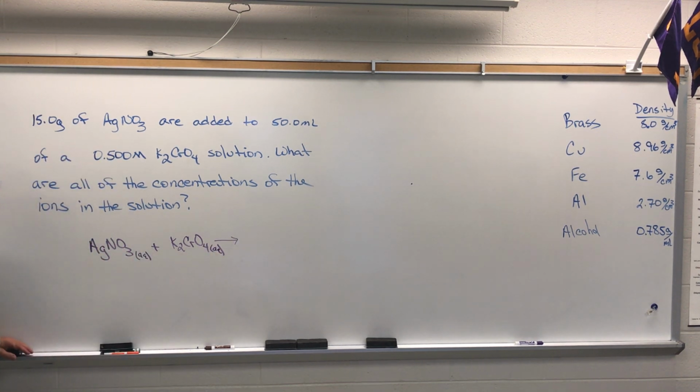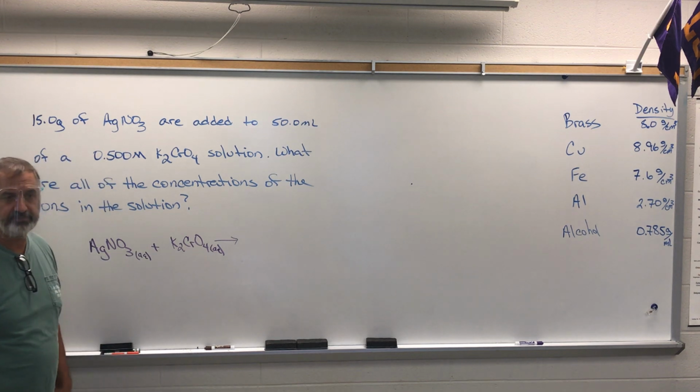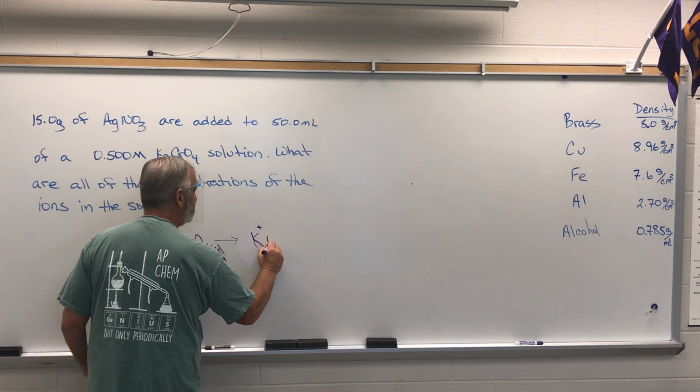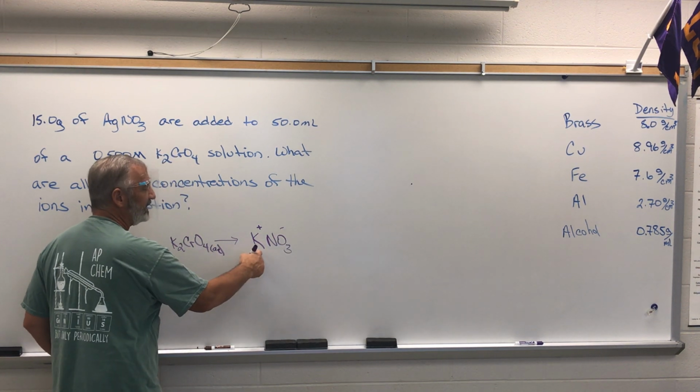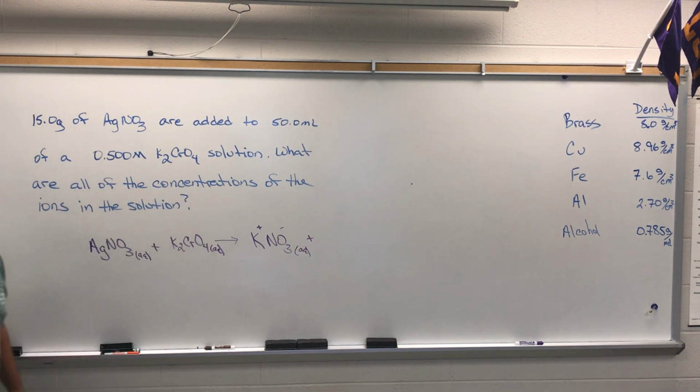And what will that make? Potassium nitrate. And what's the formula of potassium nitrate going to be? KNO3, because K is +1 and nitrate is -1. So it's just KNO3. Since it's an alkali metal and a nitrate, we know it's aqueous. And the other product? Silver chromate. What's the charge on silver?